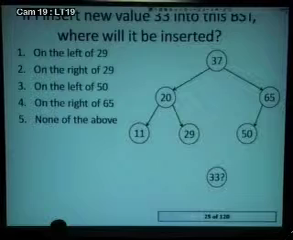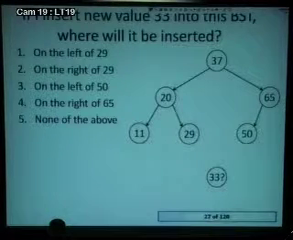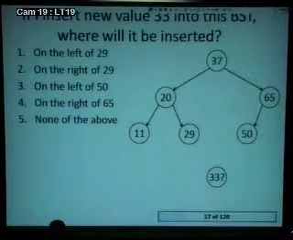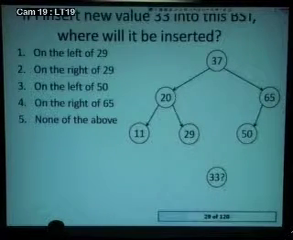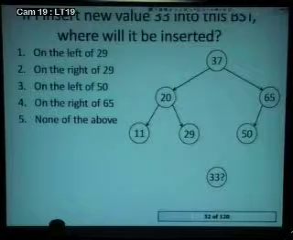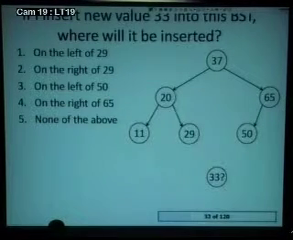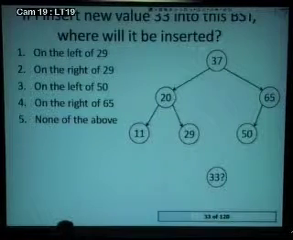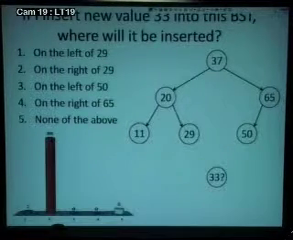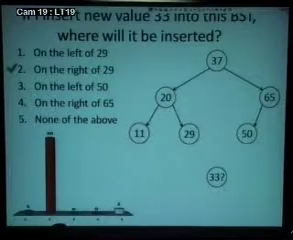Recall, insertion will start from the root and find the correct insertion point. It will always be a new leaf, and once it is inserted, it will not violate the BST property. There is only one possible position for every insertion. The answer is, yep, correct, on the right of 29.